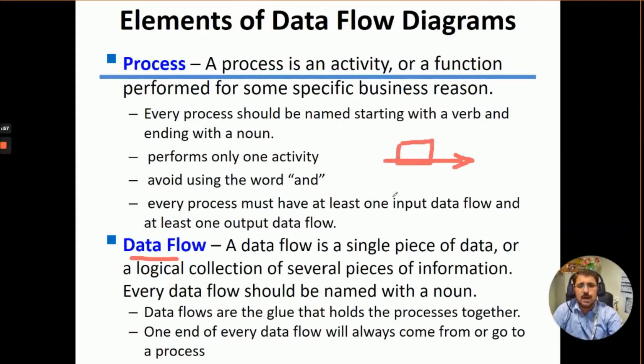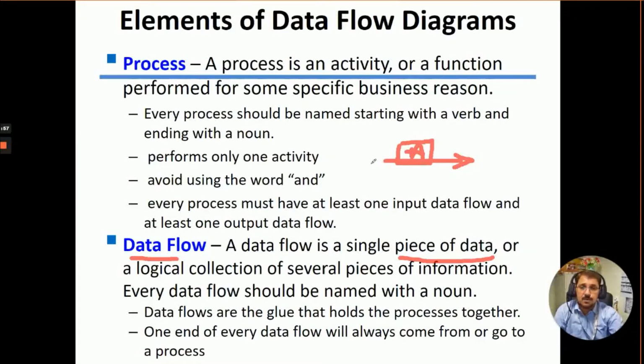What is going from one level or one place to another place. So that should be labeled here. Let's suppose A. I'm just giving A, but there will be a proper label. You can do it like this also. We will see an example. So a data flow is a single piece of data. Note the point, single piece of data.